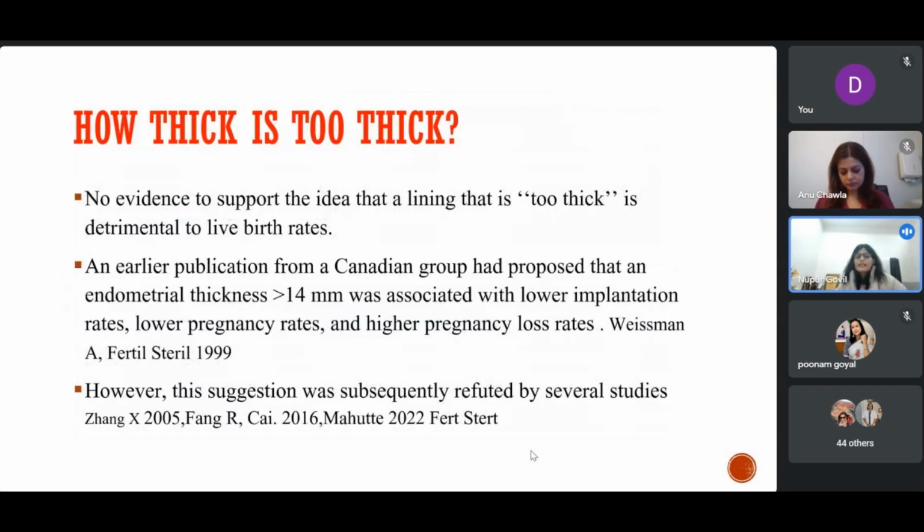So this was their data, and they also concluded that there is no cutoff for endometrial thickness. Earlier studies proposed that an endometrial thickness of more than 14 mm was associated with lower implantation, but they refuted this thought and said that there is no cutoff, and the thicker the endometrium, the more chances of pregnancy. And now this suggestion has been refuted by several other studies which have been done recently.